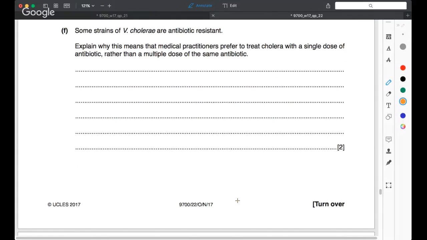Okay, so they don't want to increase the resistance of Vibrio cholerae towards this antibiotic. So by giving it multiple doses of the antibiotic, we increase the chance for the mutation to occur. Do we increase the chance of the mutation to occur? No, we don't. Not necessarily.